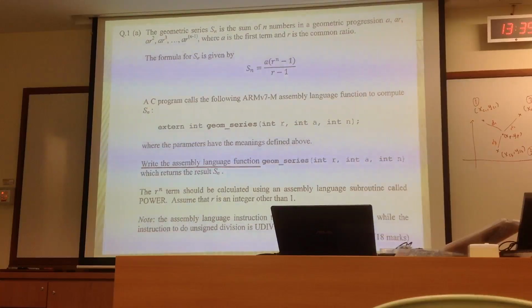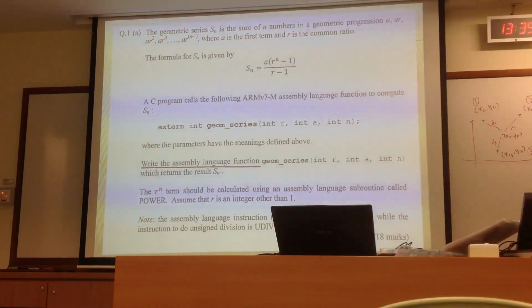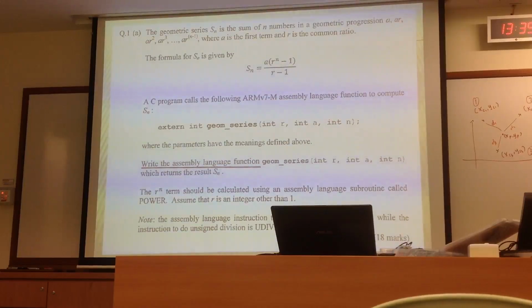The integers R, A and N, that one is R0, R1, R2, correct? They give you the function. R is R0, A is R1, N is R2. It's the same as your assignment 1. Oh, yeah, right, correct. R0, R1, R2, correct. It's also to test your understanding because you did your assignment 1.